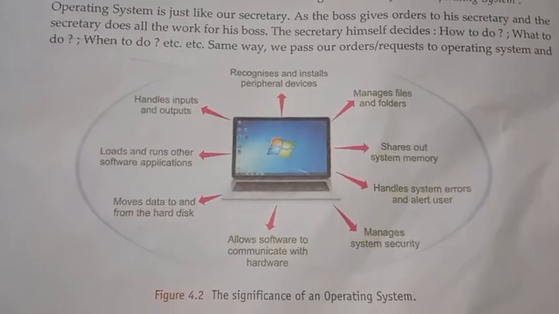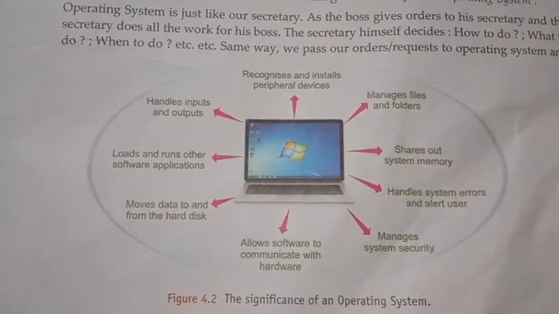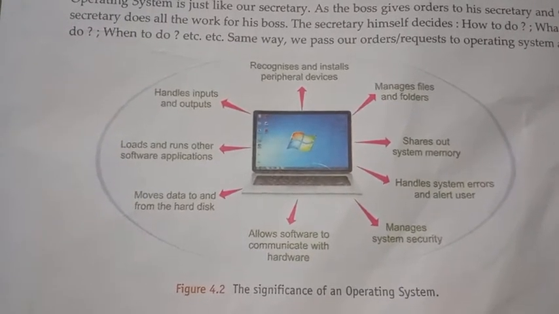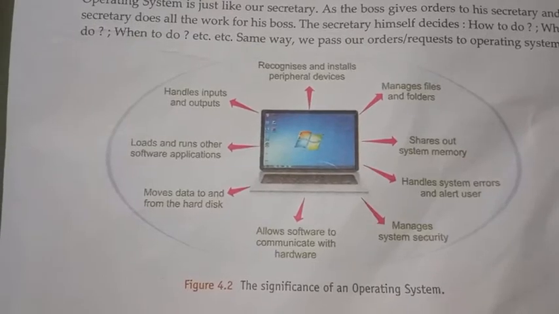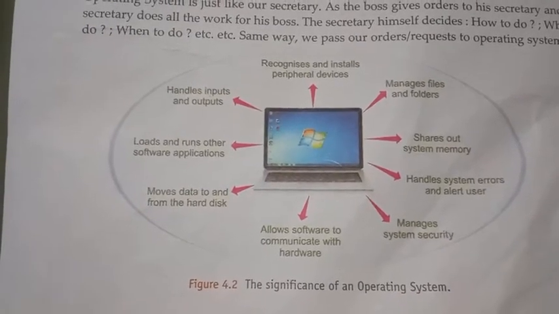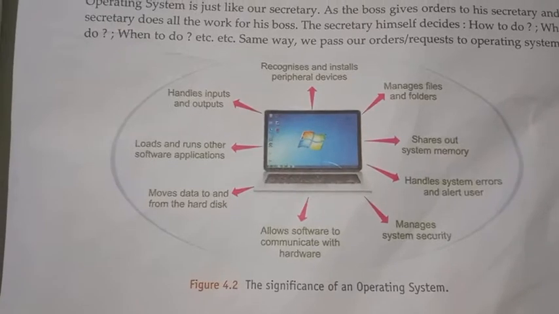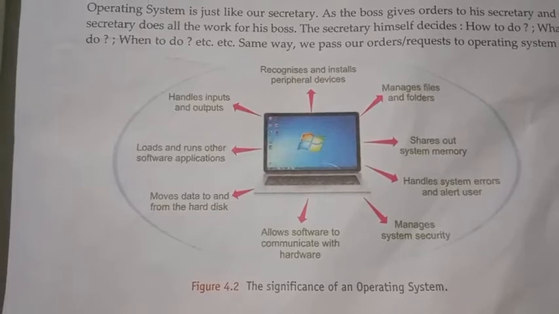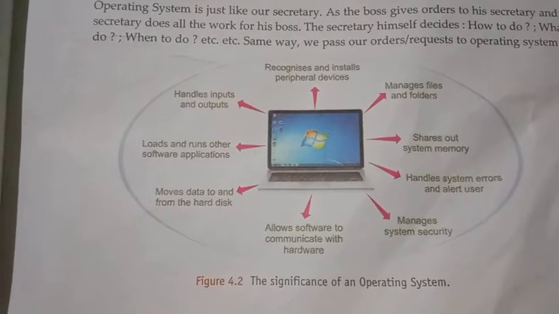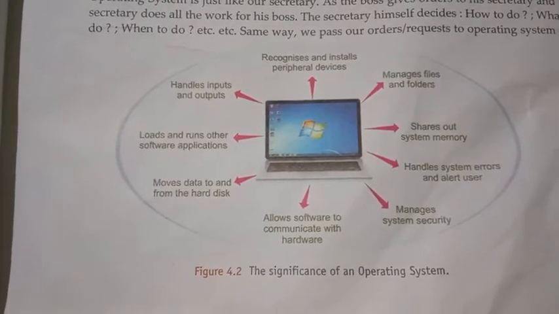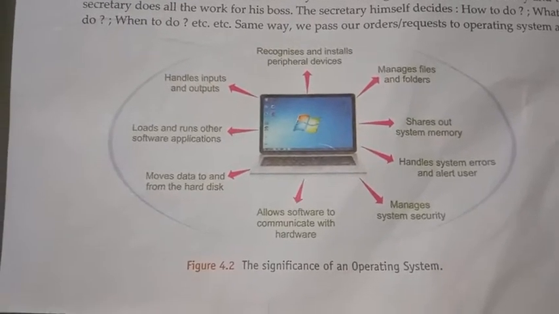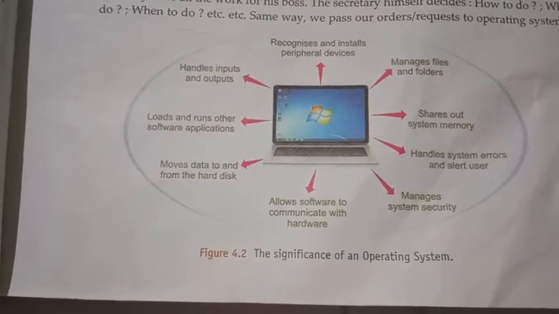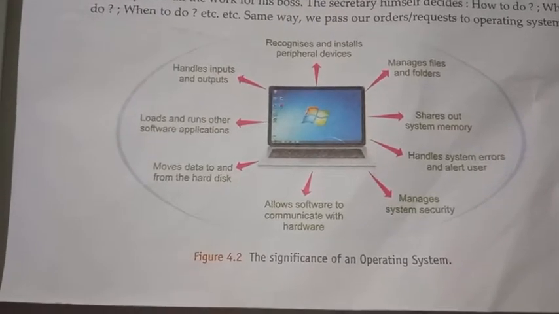One figure is there. First one, it handles input and output. We already discussed that. All the input and output devices are handled by the operating system. It recognizes and installs the peripheral device, which means that if you connect a keyboard and a mouse to your device, the operating system recognizes that. It manages the files and folders. You already discussed that all the file and folder system is managed by the operating system. It shares the system memory. If any other device wants to share our memory, the operating system is responsible for that.